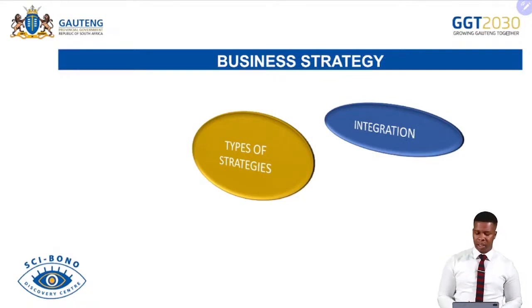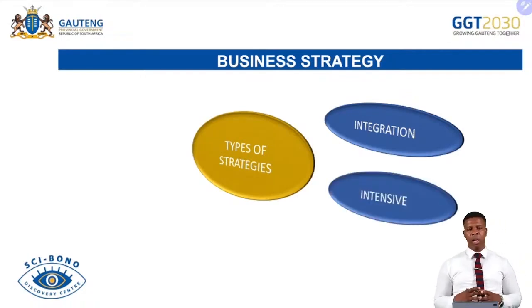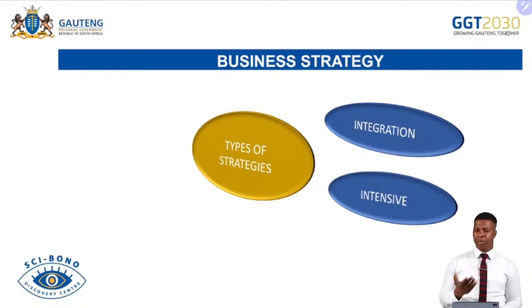It can be the integration. When we're looking into the integration strategy, we look into forward, backward and horizontal integration strategy, which are considered to be takeovers or mergers that a business can use to take over other businesses. And then we have intensive, which focuses on market penetration. It also focuses on increasing the sales of the business. We have your market penetration as a type of intensive strategy. We also have your product development and market development.